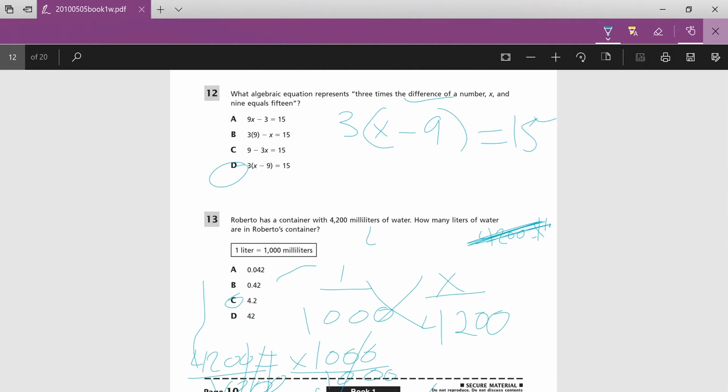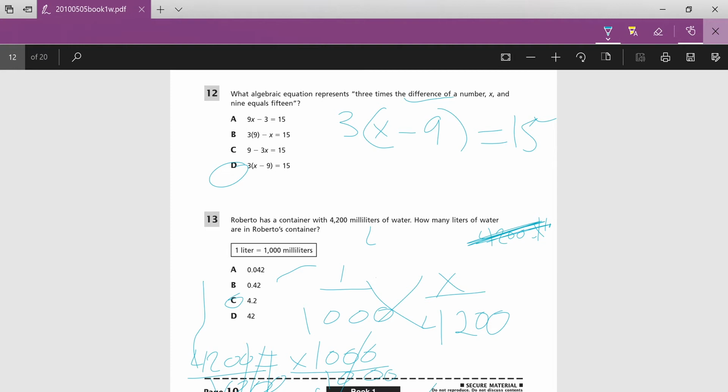What algebraic equation represents 3 times the difference of a number x and 9 equals 15? So this is trying to get you to write your own equation with the information given. So we have to look at what it's telling us. So it says 3 times the difference of a number and x.